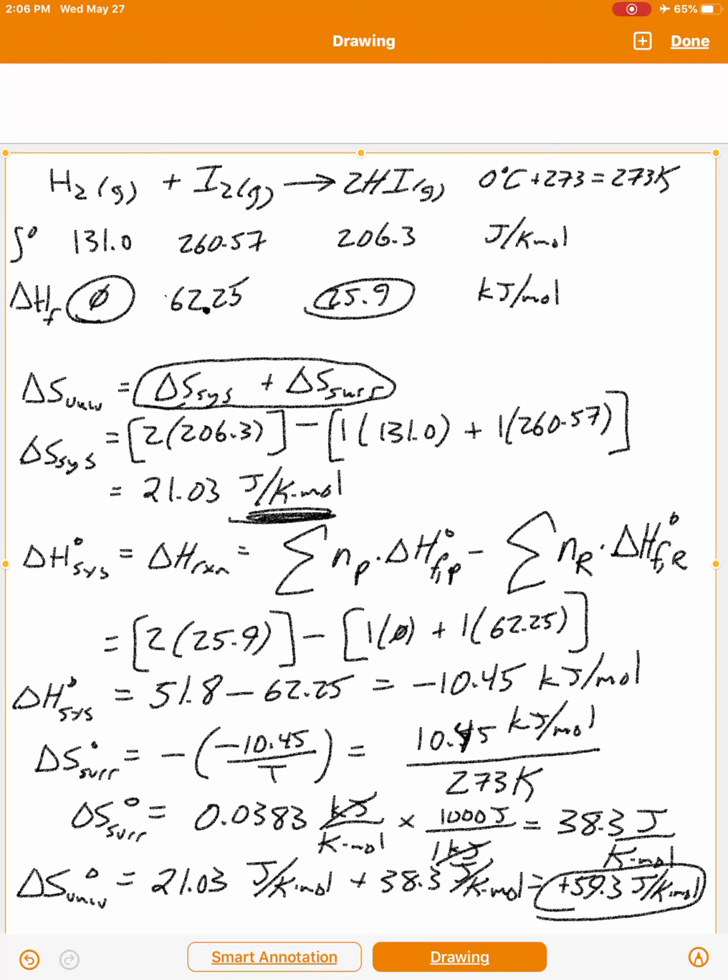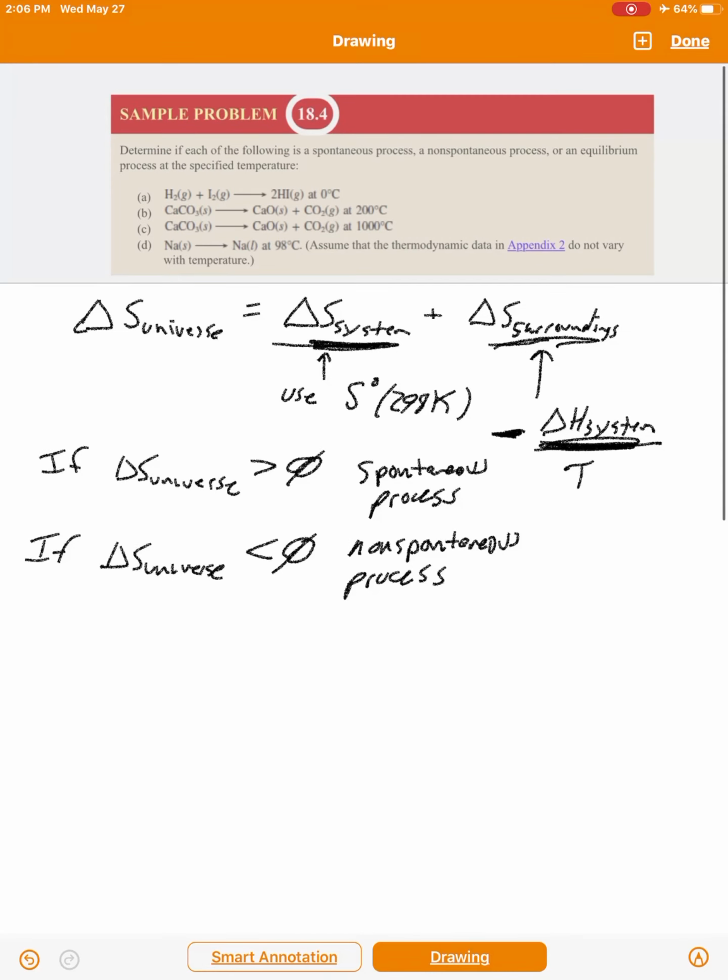Okay. All right, so that's the idea. So you find delta S of the universe by looking up the standard entropy values in Appendix 2 to find delta S of the system. You calculate the delta S of the surroundings by looking up delta H of the system, and then taking the negative of that and dividing it by T, adding those two values together, and now you've got your answer.